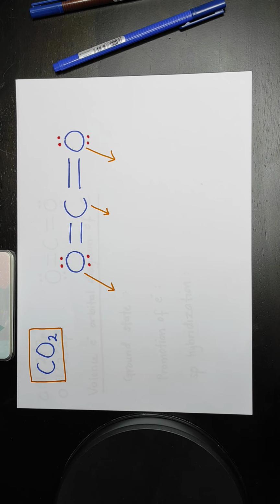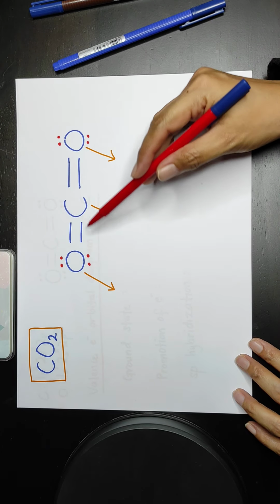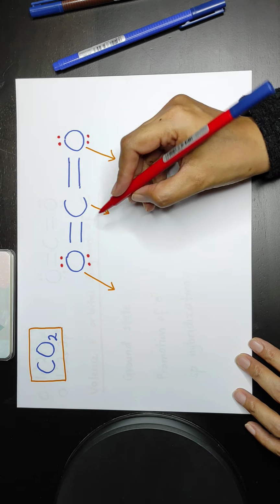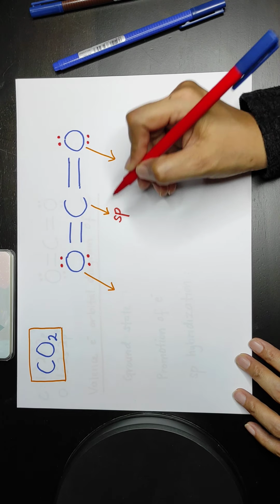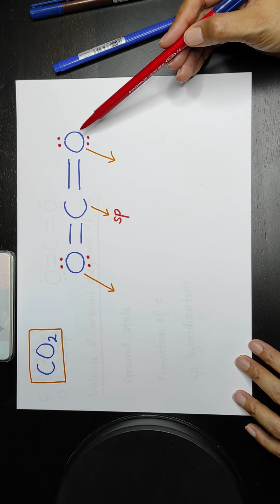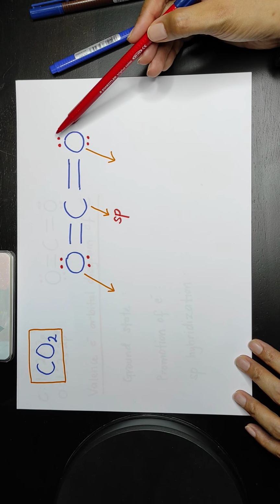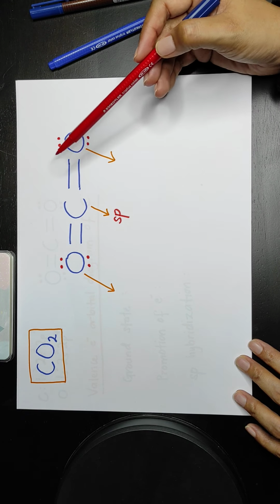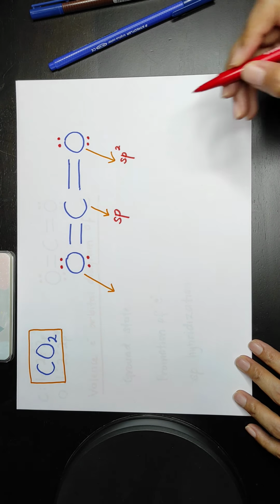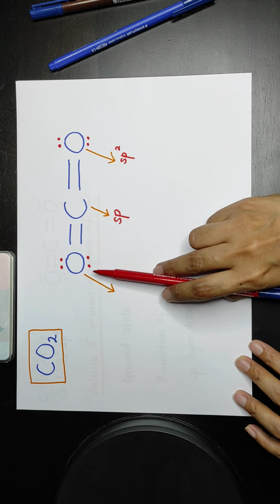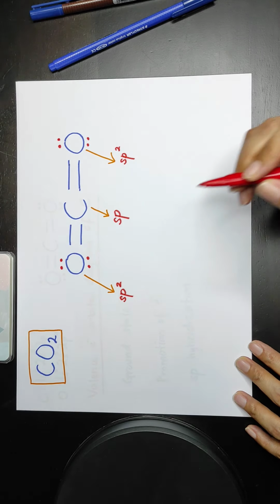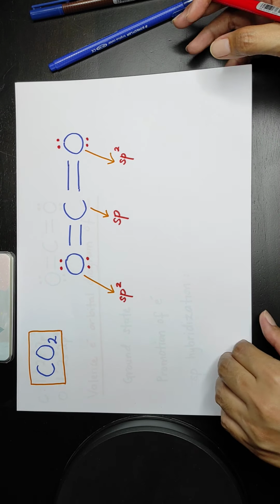Basically, you can see around carbon there are two electron groups, 1 and 2. So carbon undergoes sp hybridization. Around the oxygen atom, at the right side oxygen atom, we have 1, 2, 3 electron groups. So the oxygen atom undergoes sp2 hybridization, and same goes to this oxygen atom. It undergoes sp2 hybridization. Okay, next.